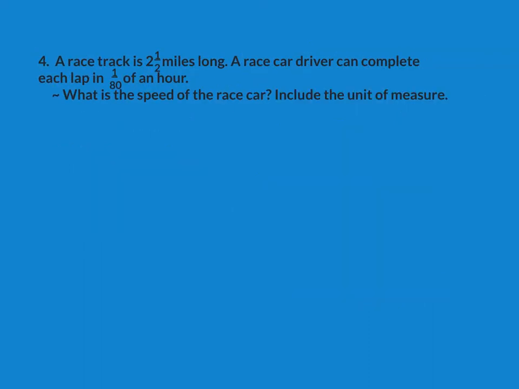Next, a racetrack is 2.5 miles long. A race car driver can complete each lap in 1/80th of an hour. What is the speed of the race car? Include the units of measure. The speed of the race car. Well, the speed, in this case, because they gave us miles and hours, would be miles per hour.